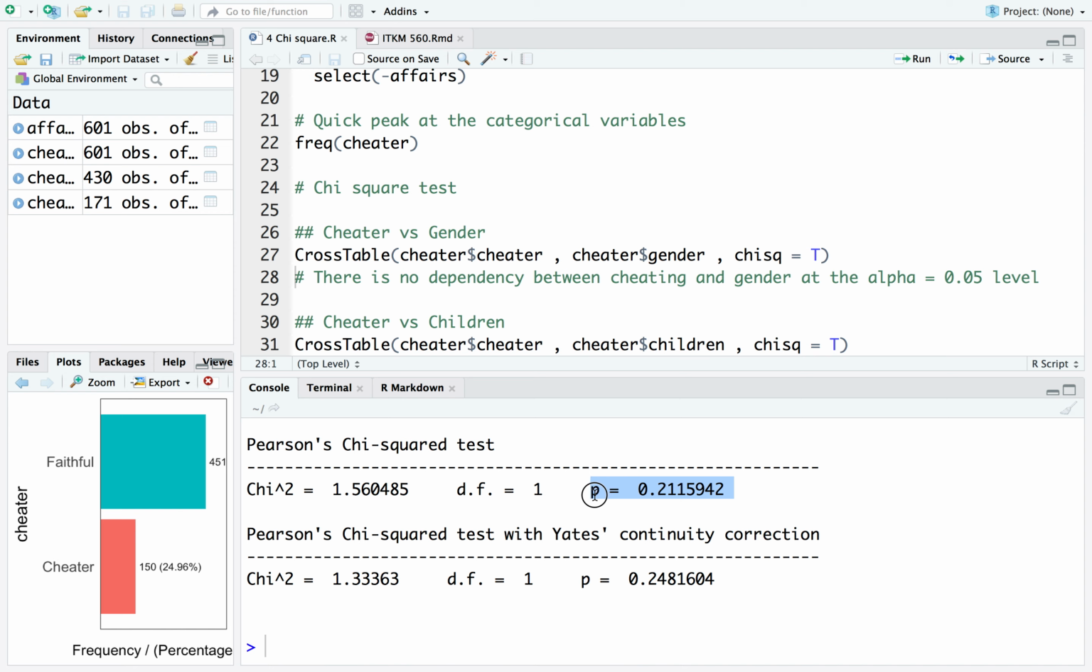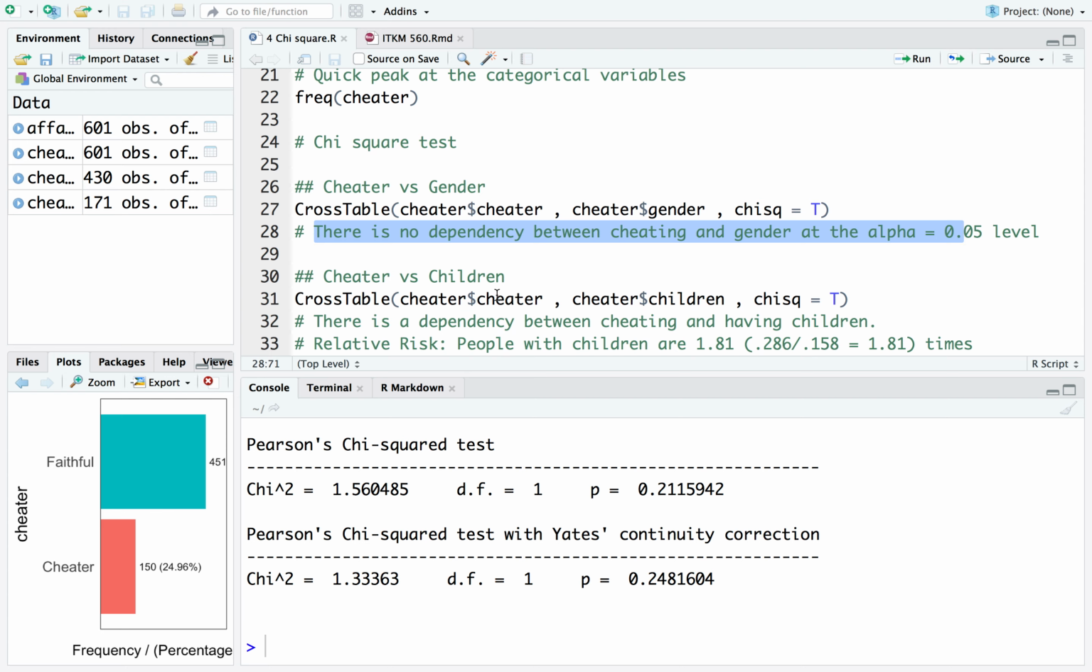Again, we have a p-value. Look at the first p-value. No need to look at the second one, but if you'd like to, it doesn't matter. If our alpha is chosen to be 0.05, then we are retaining the null hypothesis, and we say that there is no dependency between cheating and gender at the alpha equal 0.05 level.